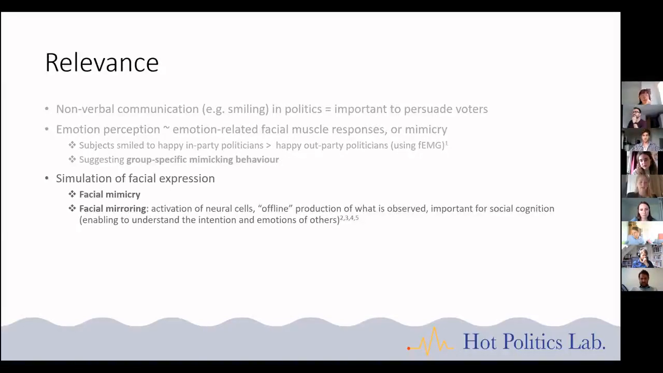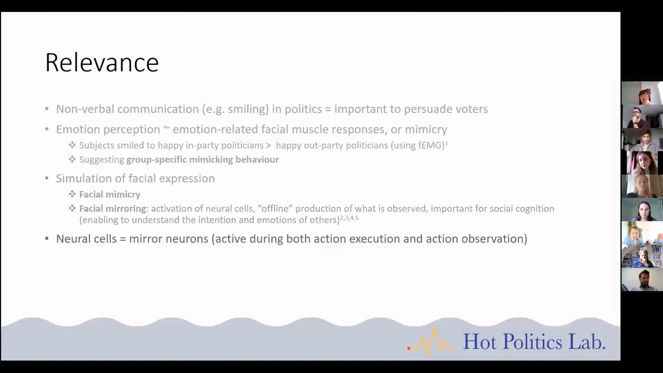There are actually 2 types of facial expression. There's the facial mimicry that I just mentioned, but there's also facial mirroring, which is the activation of neural cells. It is an offline production of what is observed, and it's very important for social cognition, so to be able to understand the intention and emotion of others. These neural cells are referred to as mirror neurons, and they're active during both action execution as well as action observation. So not only when we perform something ourselves, but also when we see someone else performing a similar action.